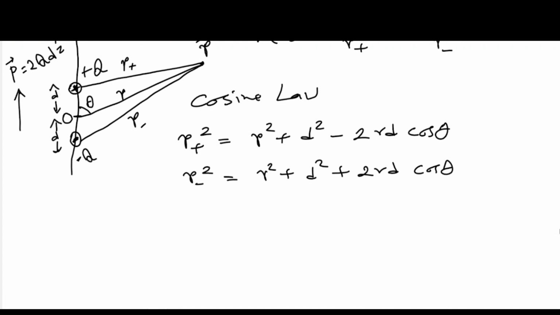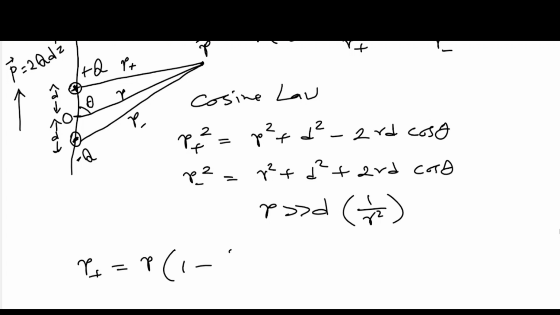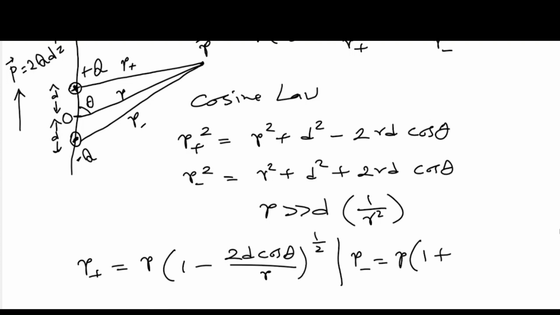Now we make the assumption that the distance r is very much greater than the distance between the dipole charges. Hence using that we can neglect terms of order 1 upon r square in our calculation. Hence with that r plus will become r times 1 minus 2d cos theta upon r, raised to half, and r minus will become r times 1 plus 2d cos theta upon r, raised to half.